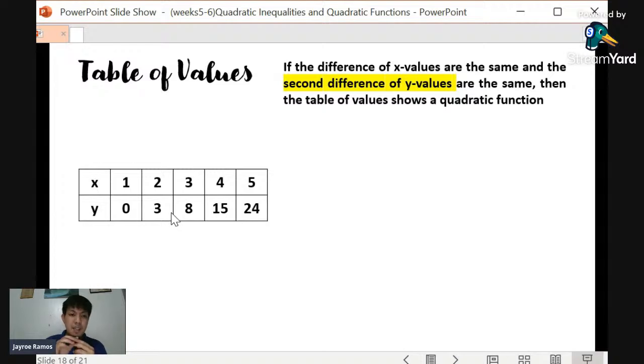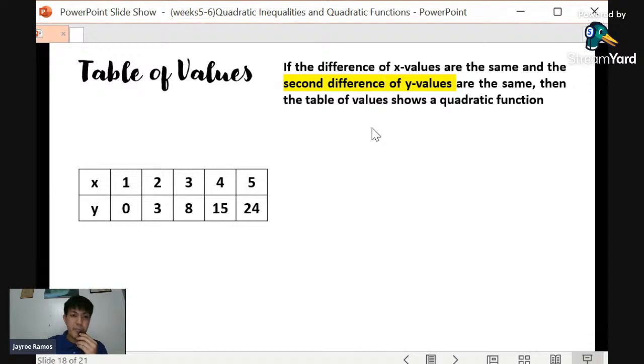Ngayon, kanina madali lang malaman, di ba, kapag ang given ay quadratic function, kapag may squared or yung highest exponent ng variable is squared. Paano pag ganito? Wala tayong equation. How are we going to determine kung itong table of values na to is showing a quadratic function? Okay, let's read this statement, no? Ganito po yung pag-determine. If the difference of x values are the same and the second difference of y values are the same, then the table of values shows a quadratic function.